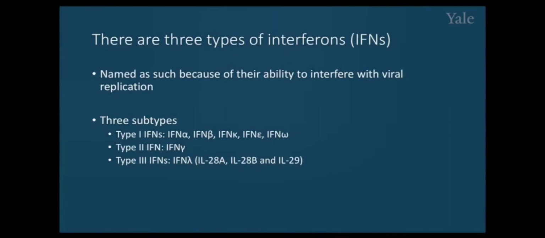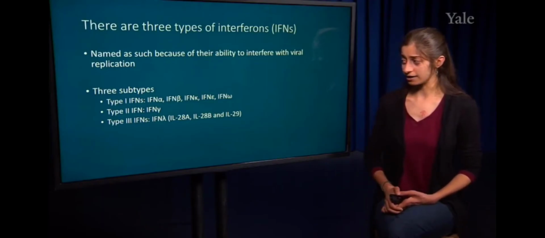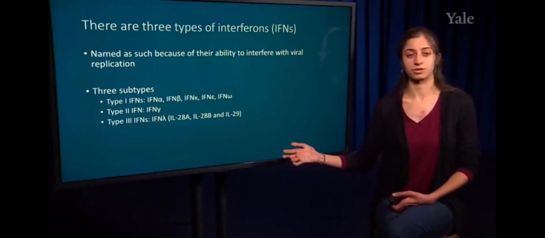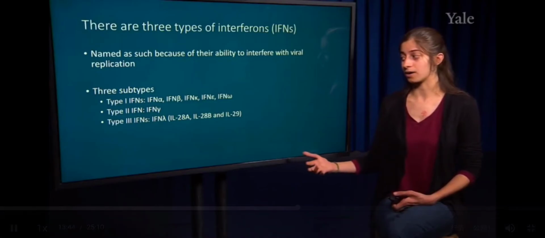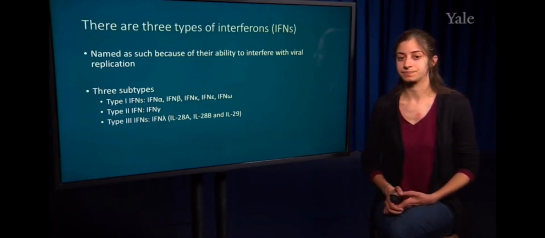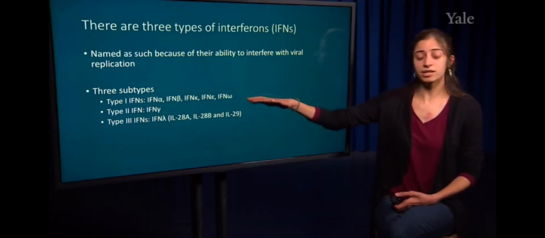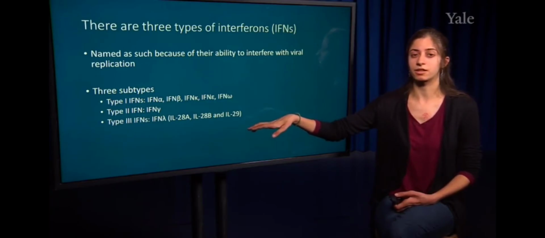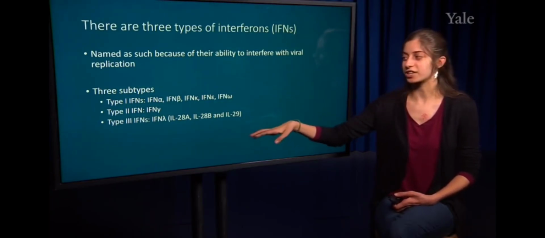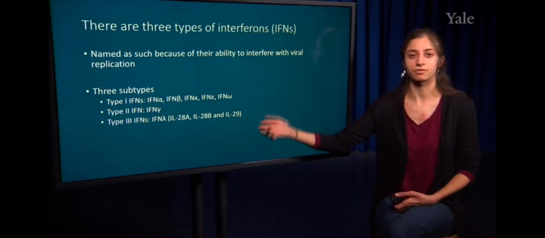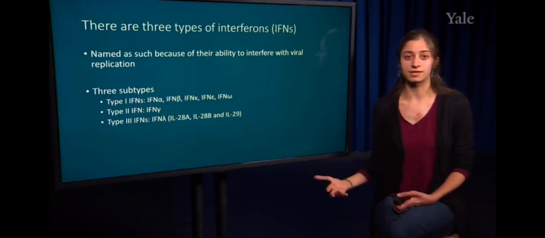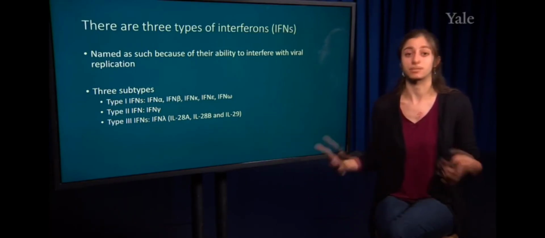And there's a third family of interferons, which we'll talk about not at all today, but are still interesting. This includes interferon lambda, which is composed of IL-28 alpha, beta, and IL-29. So the three different families of interferons actually have very different functions and are produced by different cells at different times to mediate different functions.